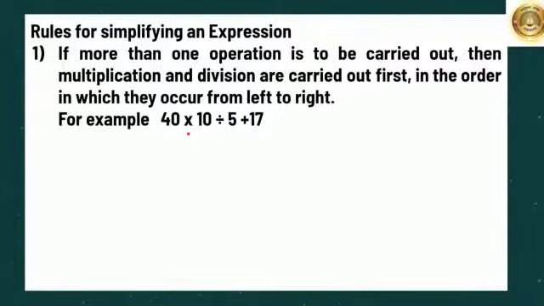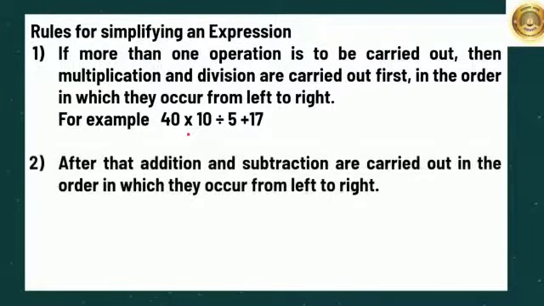Now let's see the second rule. After that, addition and subtraction are carried out in the order in which they occur from left to right. So in a mathematical expression, you always do the multiplication and division first, and then we carry on with addition and subtraction. And the order is you have to go from left to right. Whichever occurs first on the left side, that is carried out first.